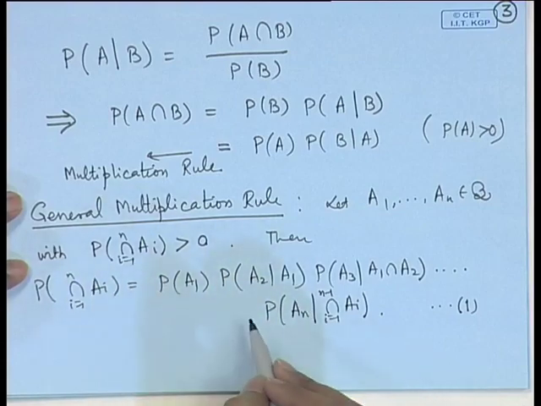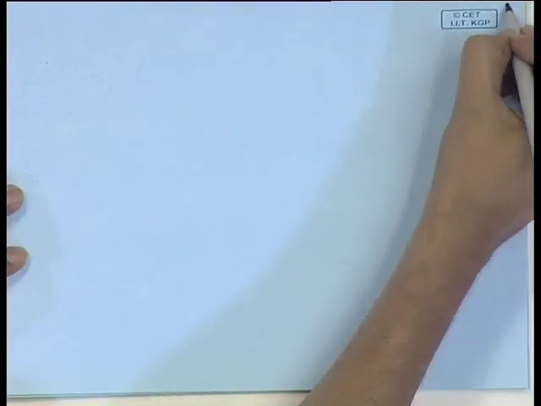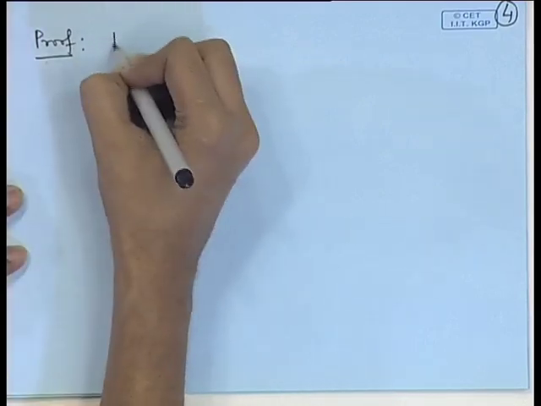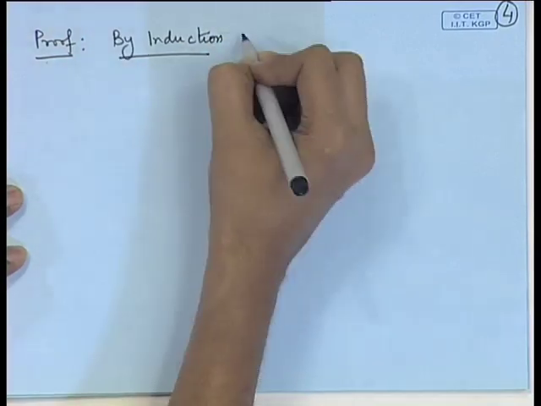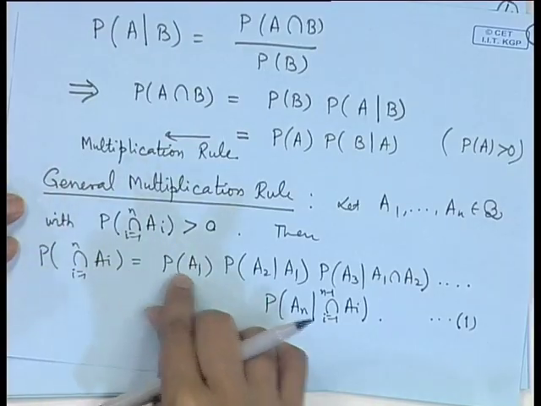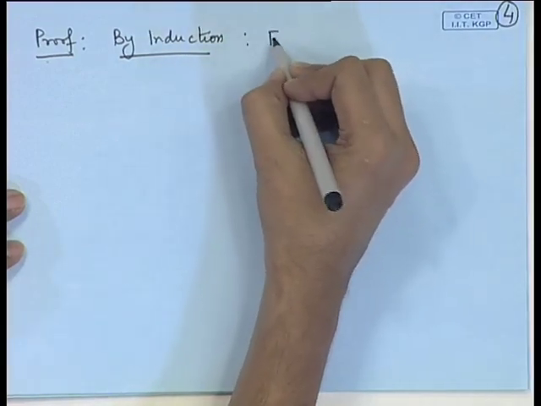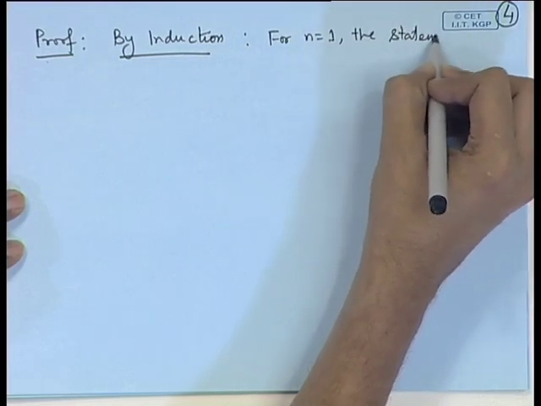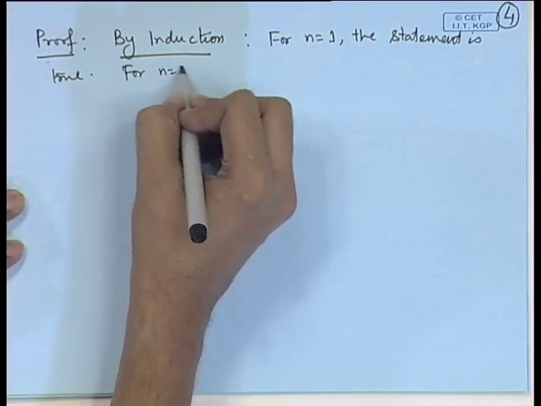So, in order to prove this one, we can follow induction. By induction, for n is equal to 1, the statement will reduce to simply probability of A1 is equal to probability of A1, which is trivially true. So, for n is equal to 1, the statement is true.